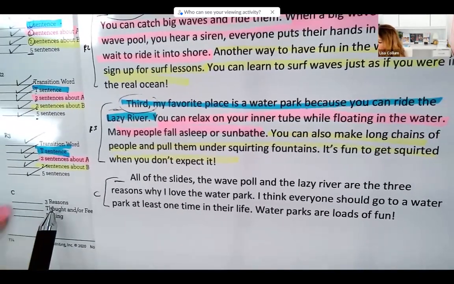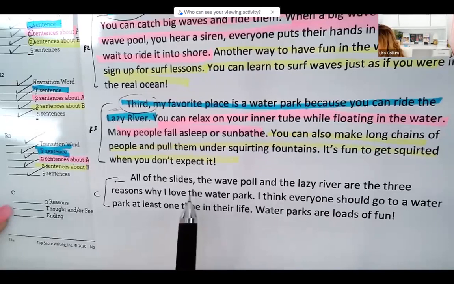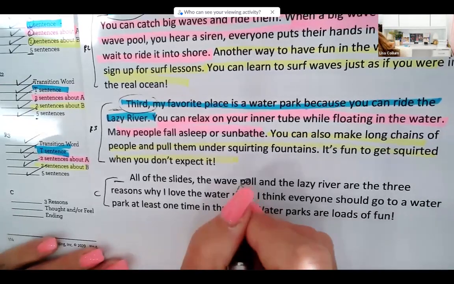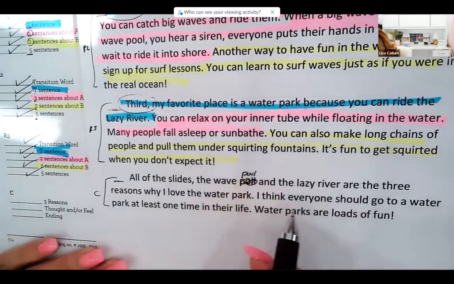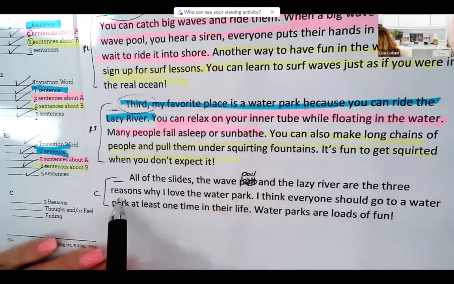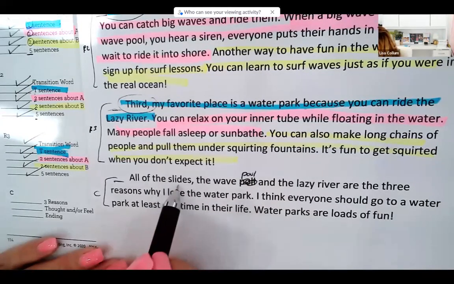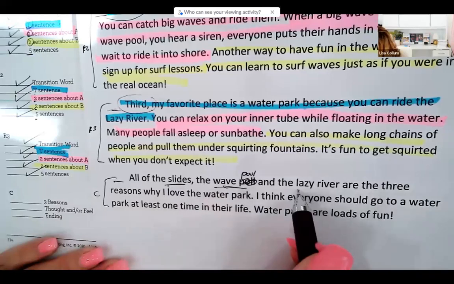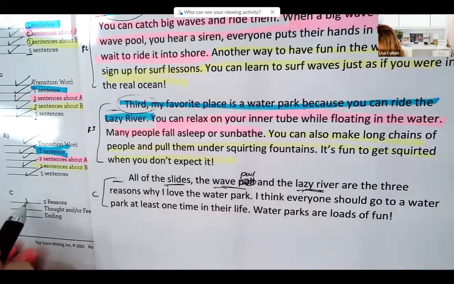So last, I am on my conclusion paragraph. I have to name my 3 reasons. I said the slides, the wave pool, and the lazy river are the 3 reasons why I like the water park. So I said slides, wave pool, lazy river. That's my 3 reasons. So I did that.